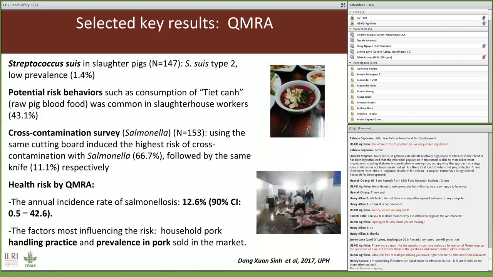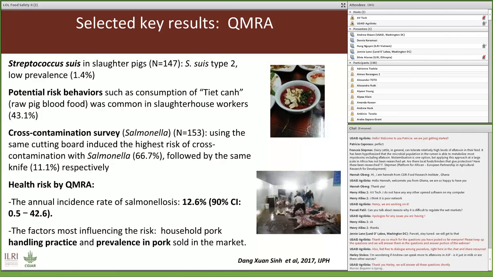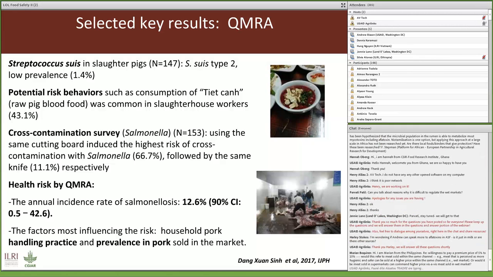And finally, on this, you see collection of data with some modeling and simulation, combining microbiome methods and epidemiology, give us some results. For example, basically 12% of the Vietnamese population have the risk of salmonellosis yearly. It means that basically 1 of 10 persons per year has a problem with salmonella when they eat pork in Vietnam. And we can also show from sensitivity analysis that handling practices at the household level and the prevalence of pork sold in the market are the key factors that lead to the risk of salmonellosis of the Vietnamese population.